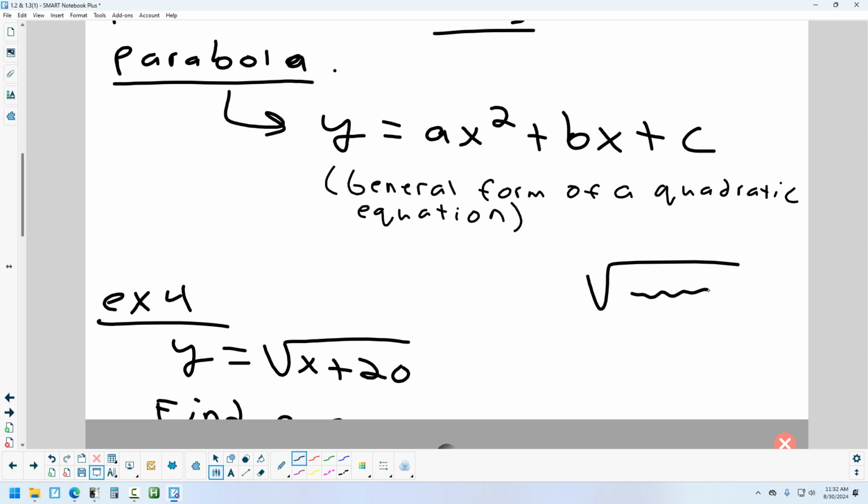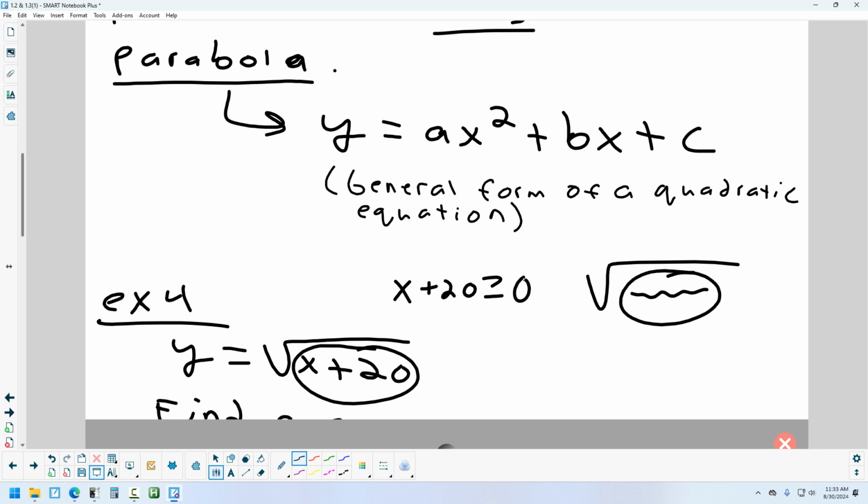All the positive numbers? And what else? Not 0? You can do 0. So you could take the square root of any number that's not negative, which is not the same as saying positive. Positive would not include 0. You can take the square root of 0. So whatever you put under here has to be 0 or higher. You can only take the square root of something that comes out 0 or higher. So x plus 20 has to come out to be 0 or higher.